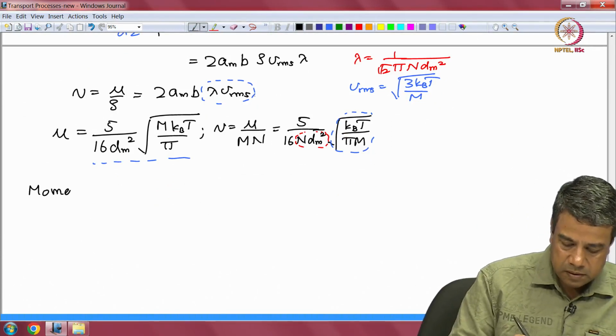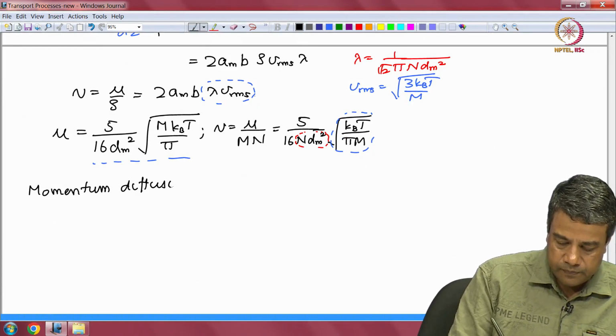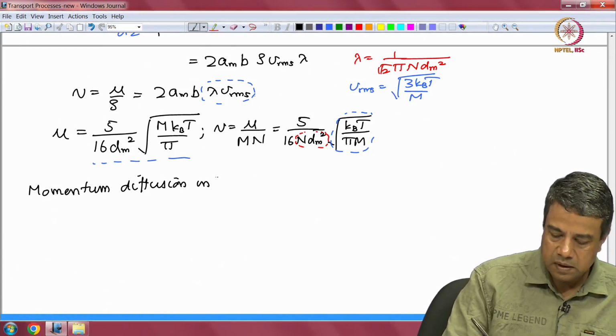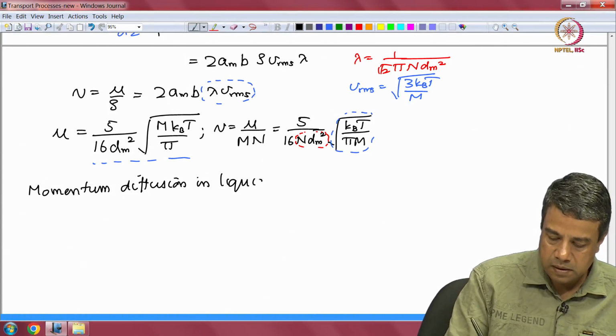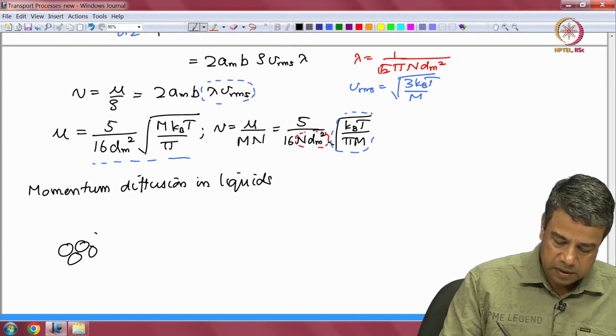Momentum diffusion in liquids. Molecules are all densely packed in a liquid.